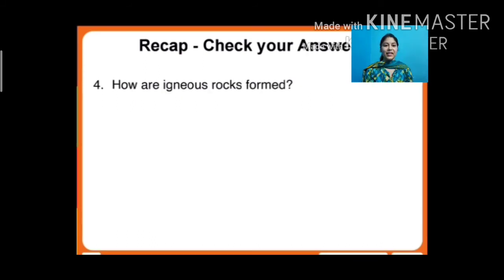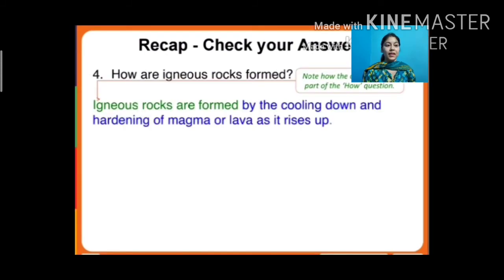Next question is, how are igneous rocks formed? See how to answer this question. First of all, we have to write some part from the question, like, igneous rocks are formed. Then we will start our answer. You have to do the same whenever you write answers. We note this down from the question, then we write our answer.